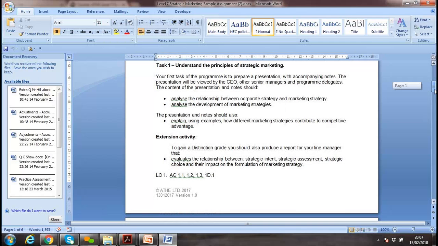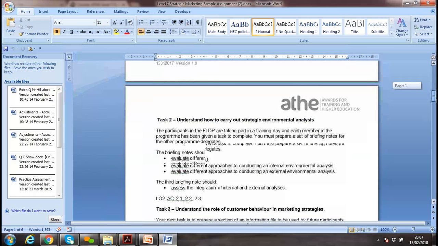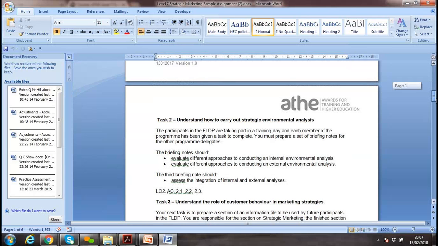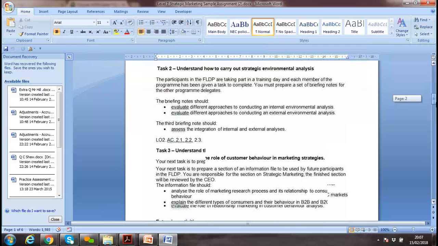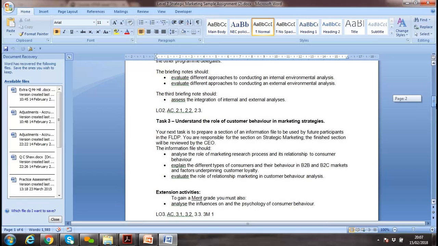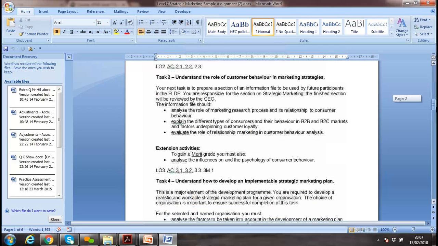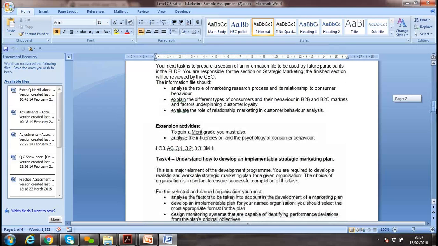Task two is to understand how to carry out the strategic environmental analysis, like we discussed: SWOT analysis, PESTLE, the forces, political, economic, social. You can discuss per capita incomes and things as well. The third task is to understand customer behavior, where we discuss B2B, B2C, and the behavior theories we learned as well.